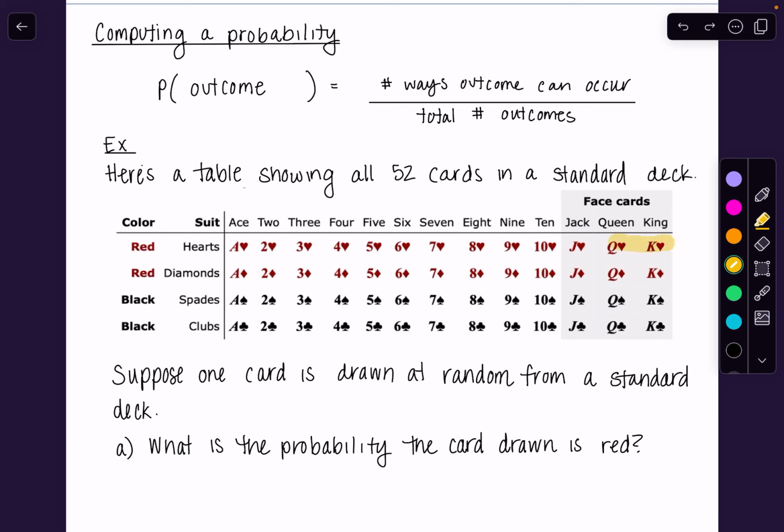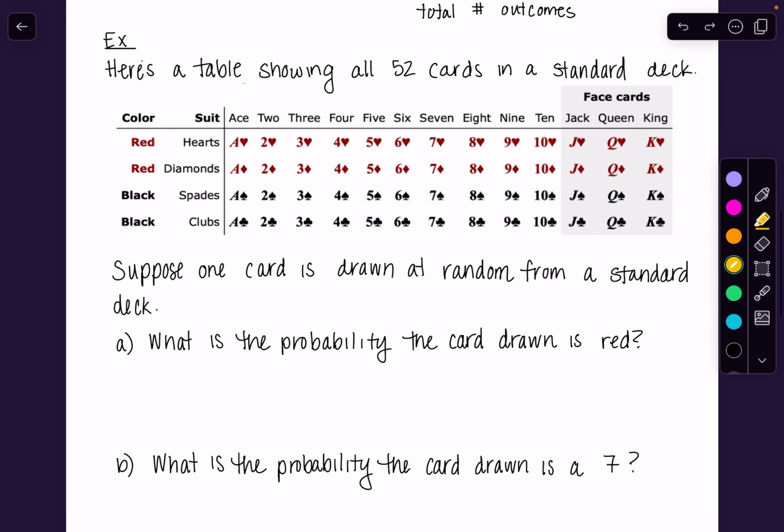So out of these 52 total cards, I'm going to pick a single one from somewhere in the deck. What I want to do is figure out a couple different probabilities based on these particular outcomes. So the first one is, what is the probability that the card drawn is red?